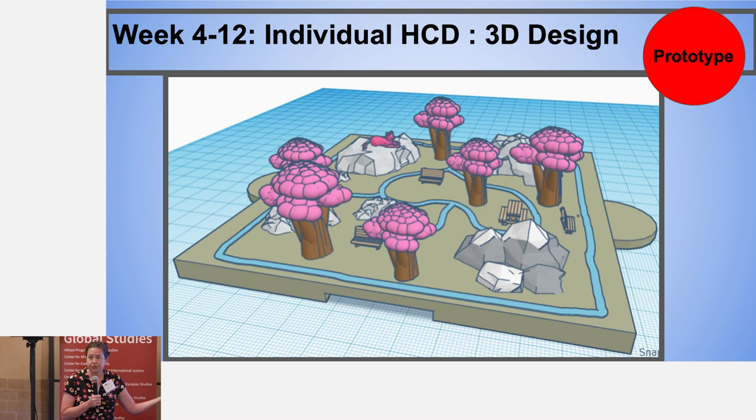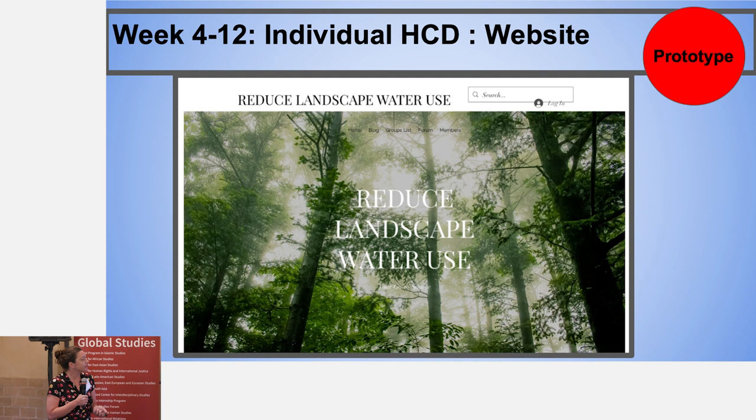Another choice that they have is to make a website. This is an informational website one of our students prototyped to educate people about reducing landscape water use.